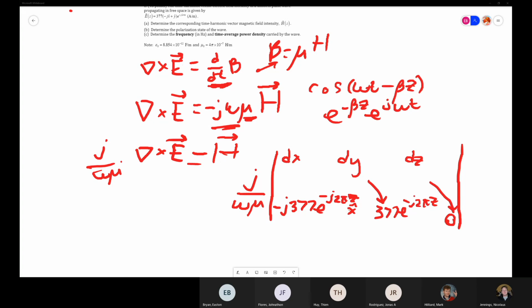Does the y not get a y hat at all? Oh yeah, sorry. You can leave it out and you'll get the same answer, but it's better for notation. I'm just going to write with my mouse.